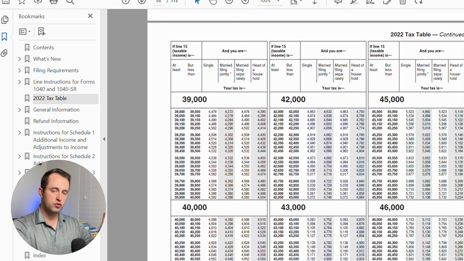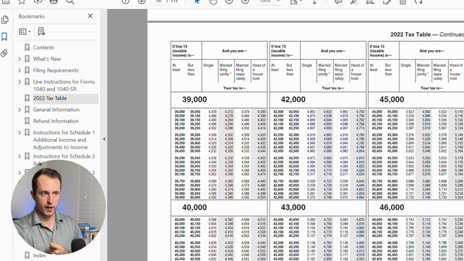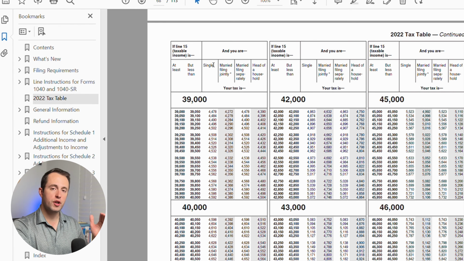So here we have the actual general instructions for IRS Form 1040. Now on the bookmarks, we're going to be going down to the 2022 tax table, and then we're going to go down, see how much money did we make from the previous tax year. That was our taxable income. And then we're going to follow that down and then go over to whatever our filing status is. So for this one, we made $39,700 and some amount of dollars. So we're going to be coming in here.